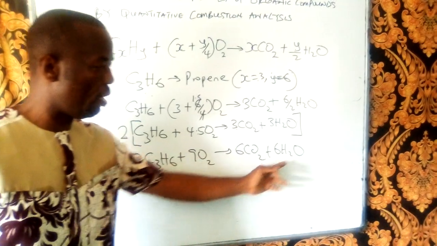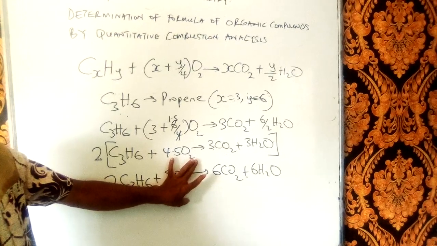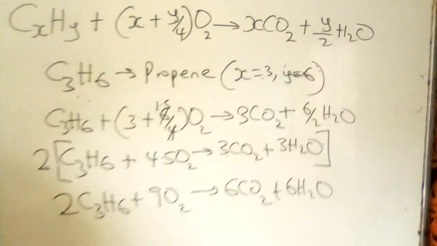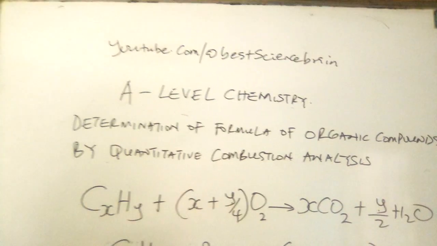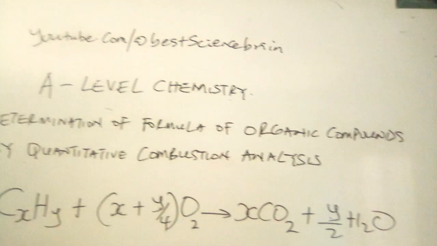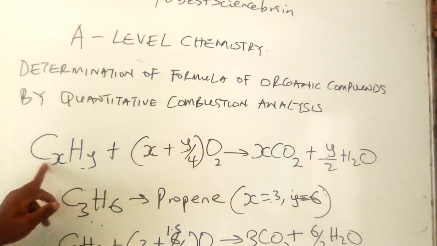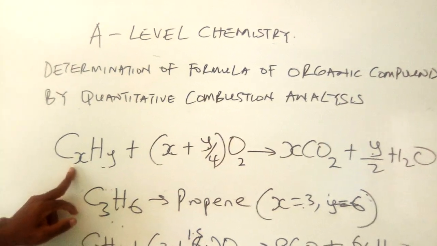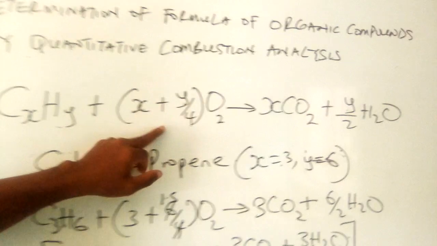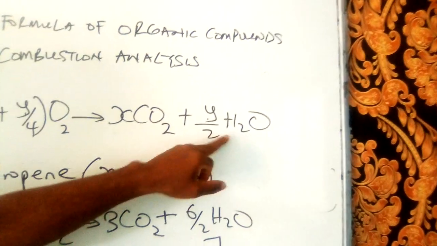So 6 over here plus 2 is giving us 18. It is still a balanced equation. Having done that, you can look at the board again and understand the concept involved in writing combustion equations of a hydrocarbon. All hydrocarbons obey this equation, CxHy, where x and y stand for the number of carbon and hydrogen atoms. Like in propene, x is 3, y is 6. Then CxHy plus (x + y/4) oxygen gives x CO2 plus y/2 water.